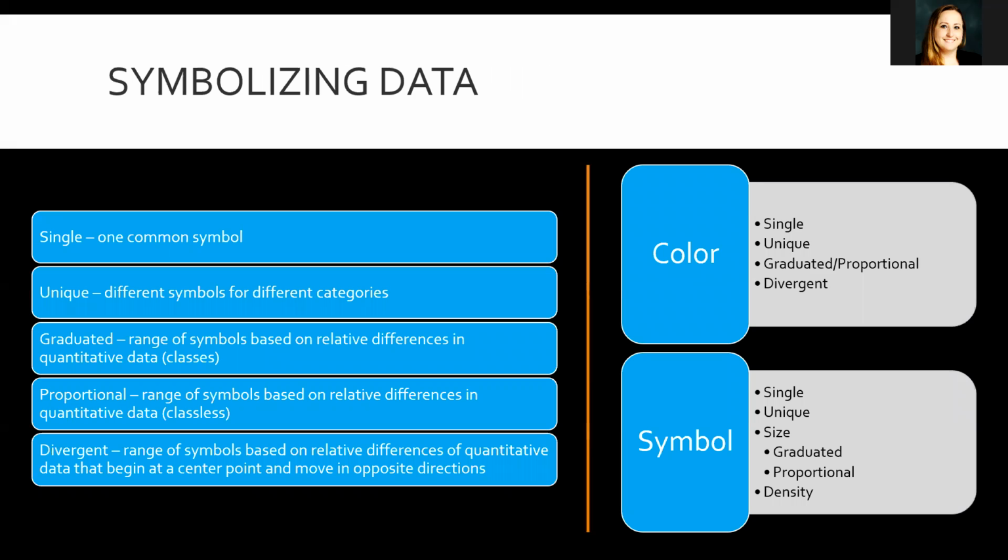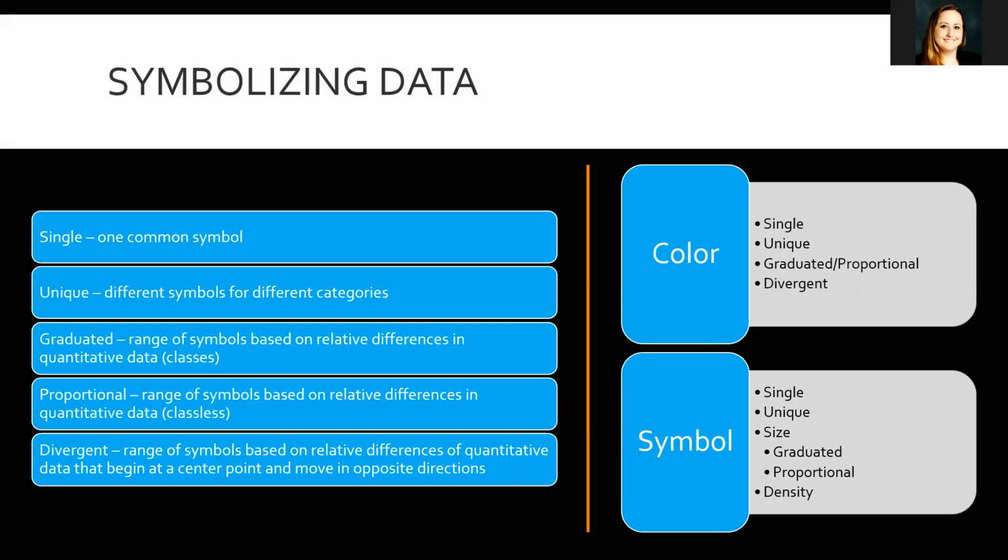There are 5 primary ways to symbolize data pertaining to the color and symbol. Single symbol maps are the simplest, as they use one common symbol or color to identify a feature. Unique symbol maps use different symbols or colors for each category. Graduated symbols base the color or symbol size on the data value relative to the rest of the data, and then classify them into different groups. The larger the symbol or darker the color, the higher the value.